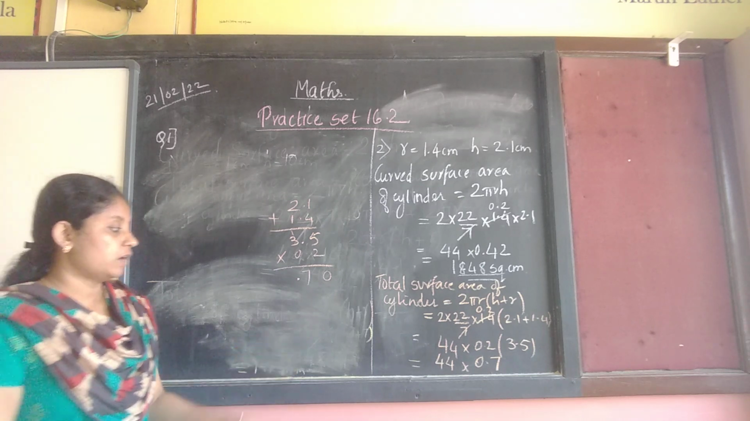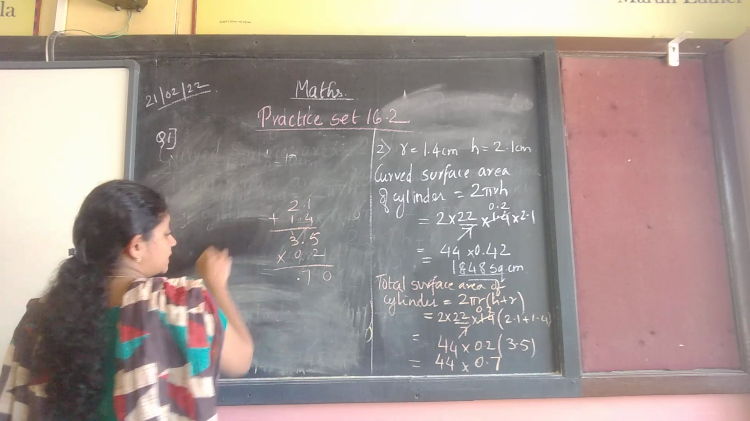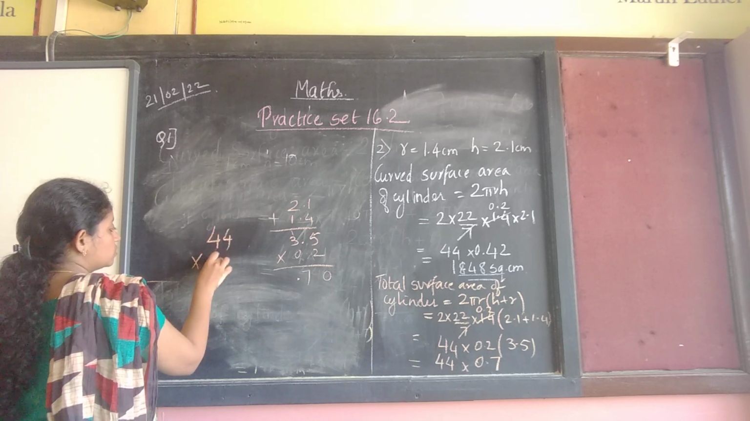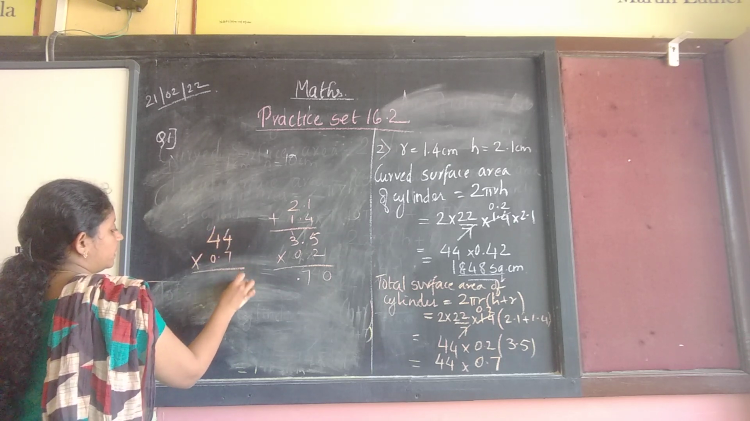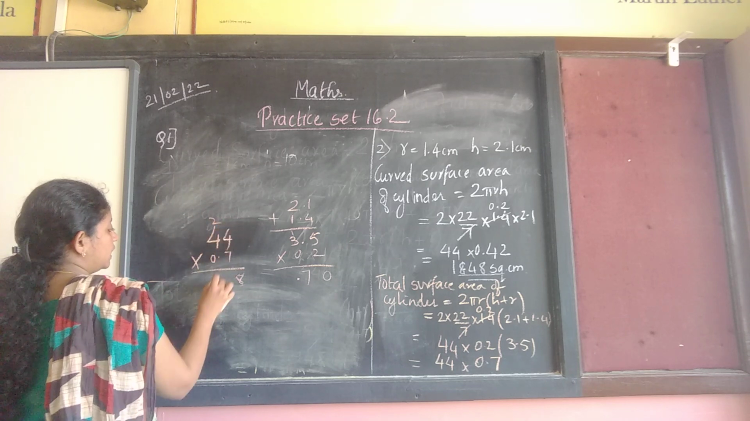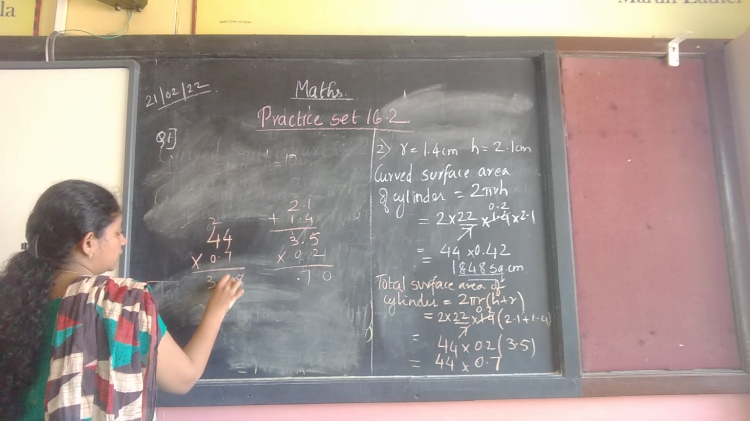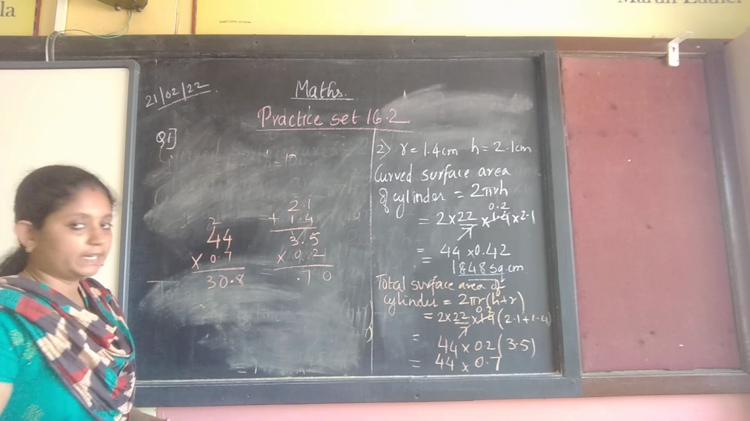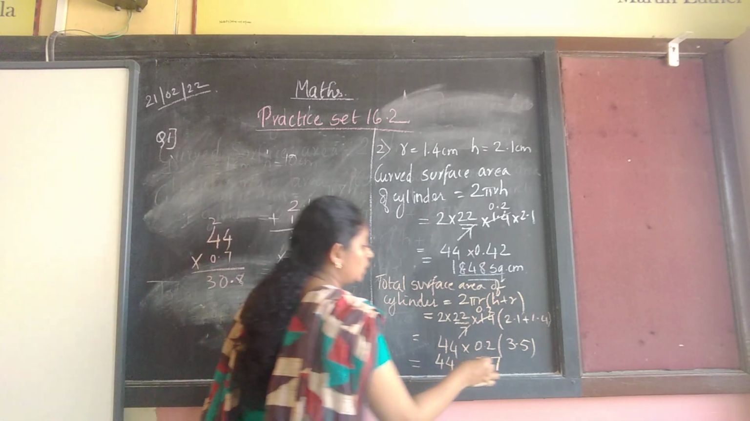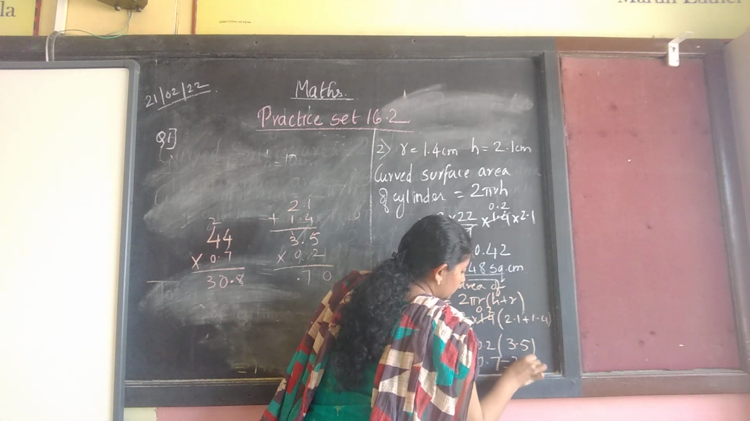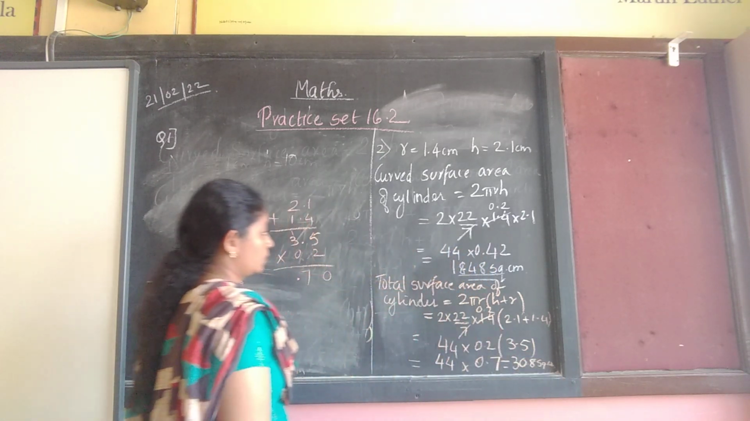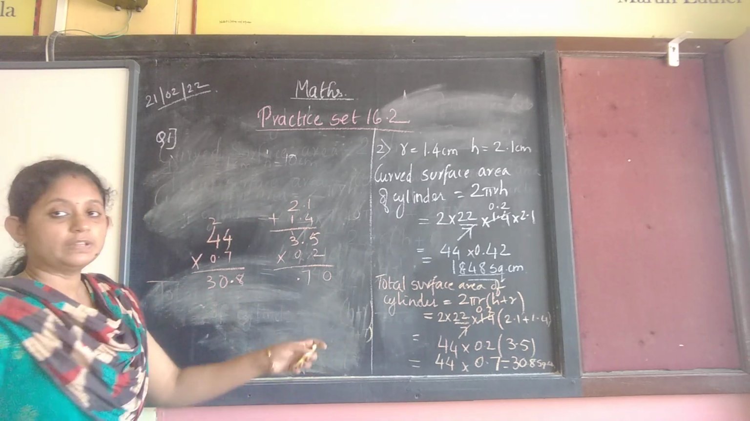Okay. Now 44 into 0.7. Come on, calculate. 44 into 0.7. 8, 2, 7 4s are 28, 29, 30. Okay, before how many numbers? One number. So what you are getting here as the answer is 30.8 square centimeter. Okay, this will be your answer.